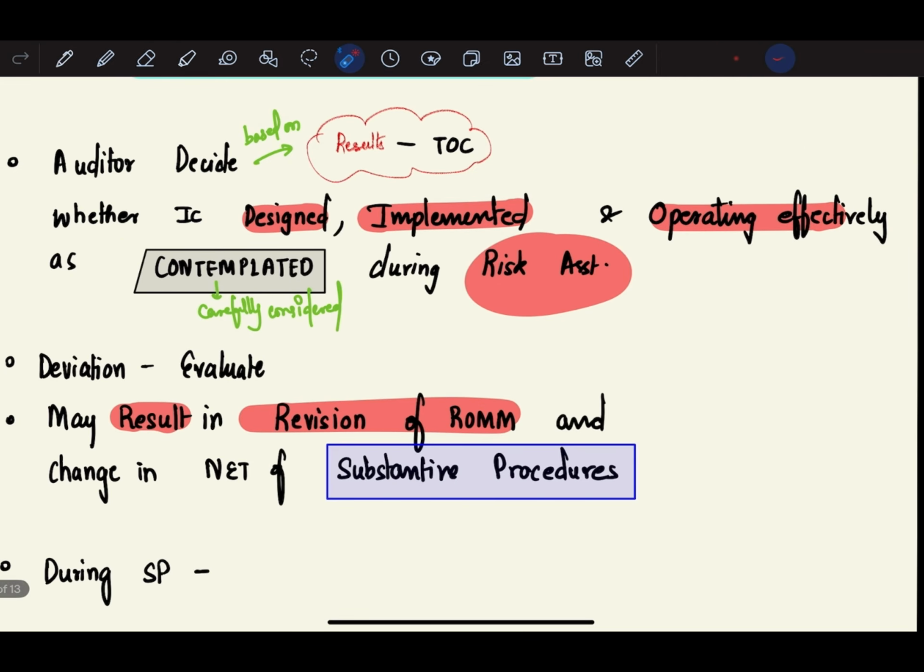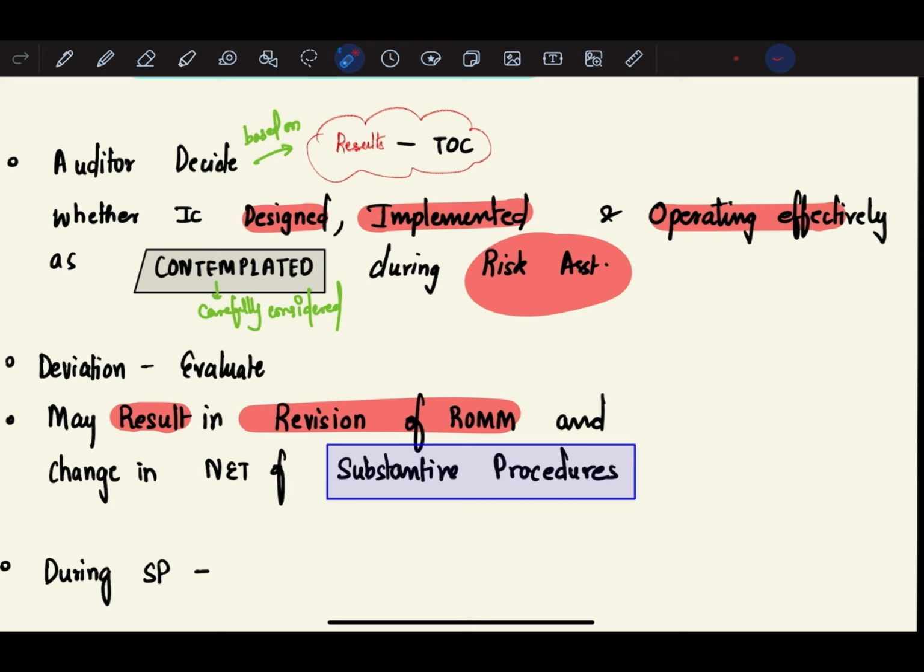The next point is, once you have performed test of controls, you will obviously get a result from them. You have tested it, you will get a result. The auditor will decide, based on the results of the test of control, whether the internal control is designed, implemented and operating effectively, as contemplated during the risk assessment. During the risk assessment, he will carefully consider the controls, and after test of controls, he will actually know whether they are designed, implemented or operating effectively or not.